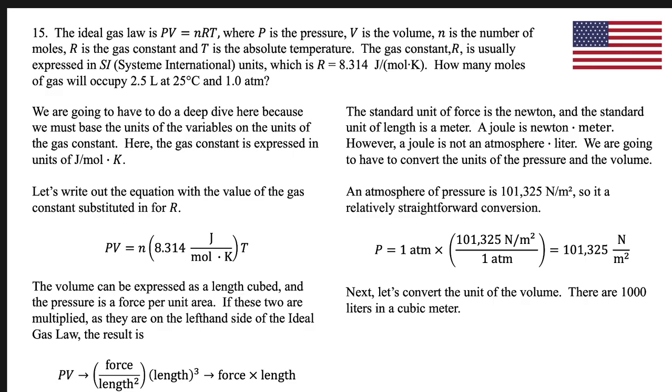Now we have to convert the units of volume. There's 1,000 liters in a cubic meter. So there's 0.0025 cubic meters in 2.5 liters. Those volumes are the same because we multiplied by 1.